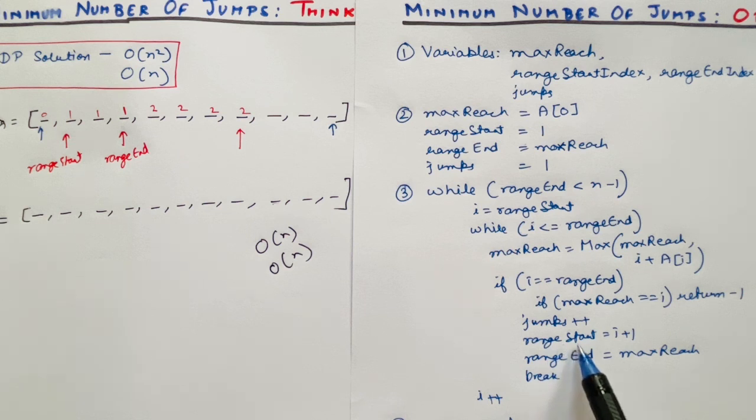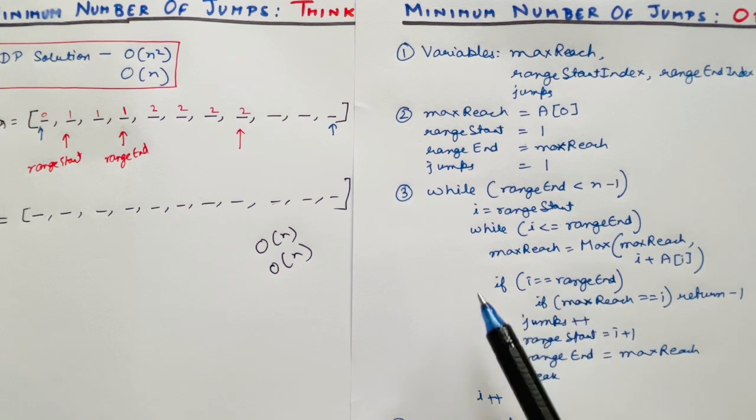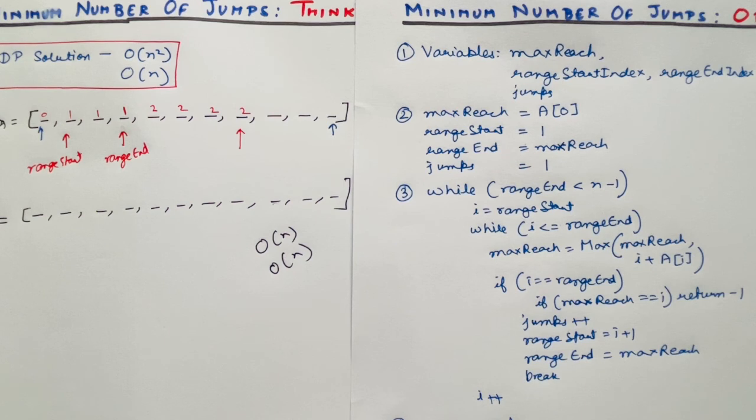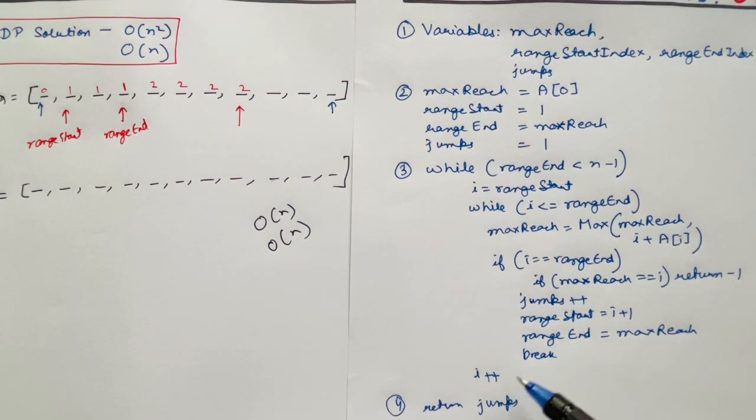The starting point of the range will be I plus 1 and the end point of the range will be the max reach. Then we will have to break from this loop, because now again there is a new range, so we will again start from range start till range end. And for every iteration of this, I will be incremented by 1 so that this loop can progress.